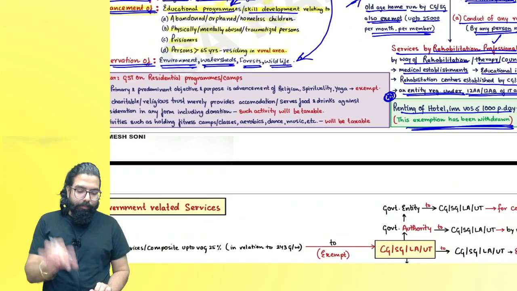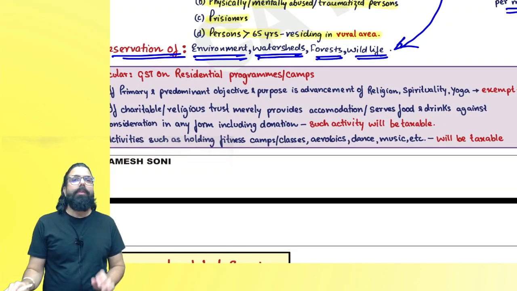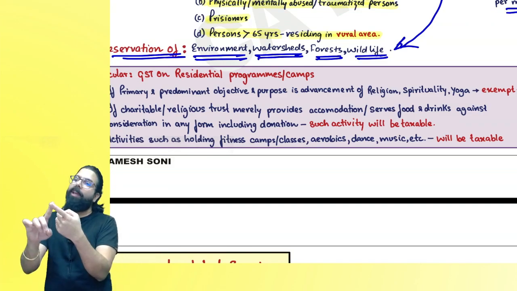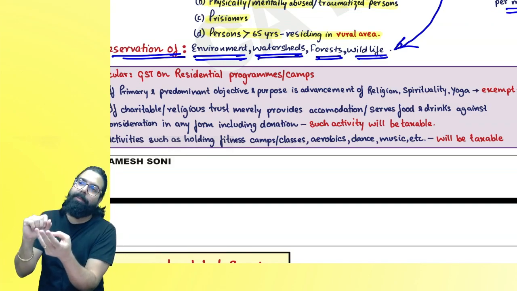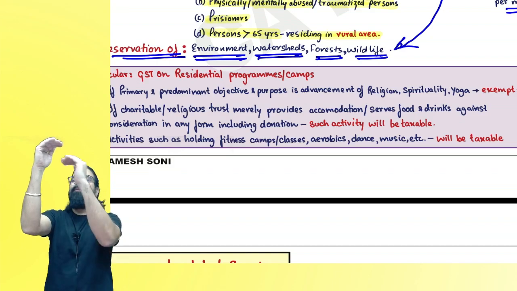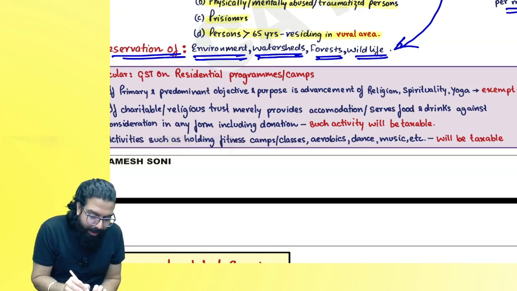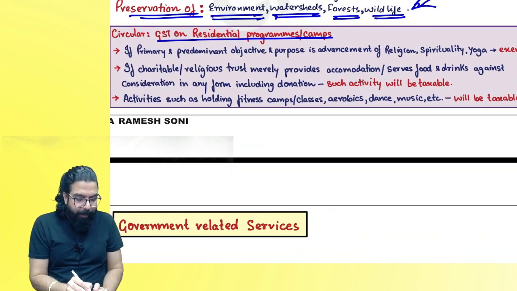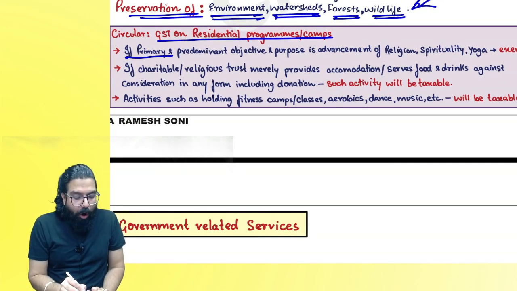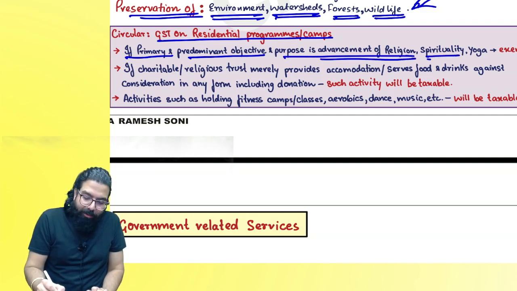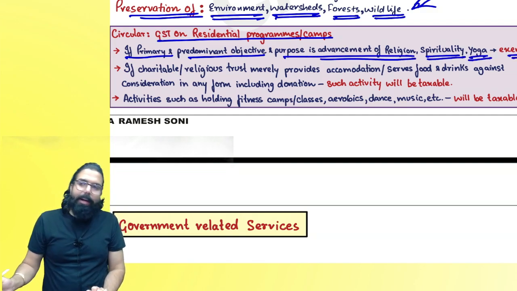Everyone over here now. Sir, I went to do yoga. When you went to do yoga at one place, they give you stay also, they give you food also. What is the primary objective? Yoga. And hence, when food and accommodation is given, the whole supply will be exempted. It says, GST on a residential program or camp, if the predominant objective and purpose is advancement of religion, spirituality and yoga, then sir, it shall be exempted.